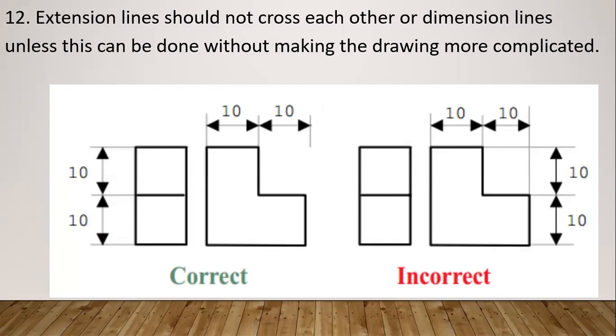Now, rule 12 says that extension lines should not cross each other, or dimension lines.